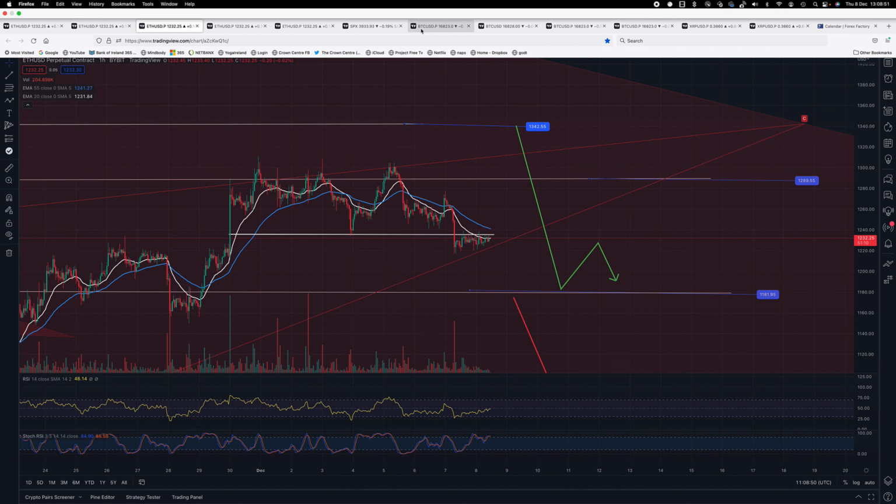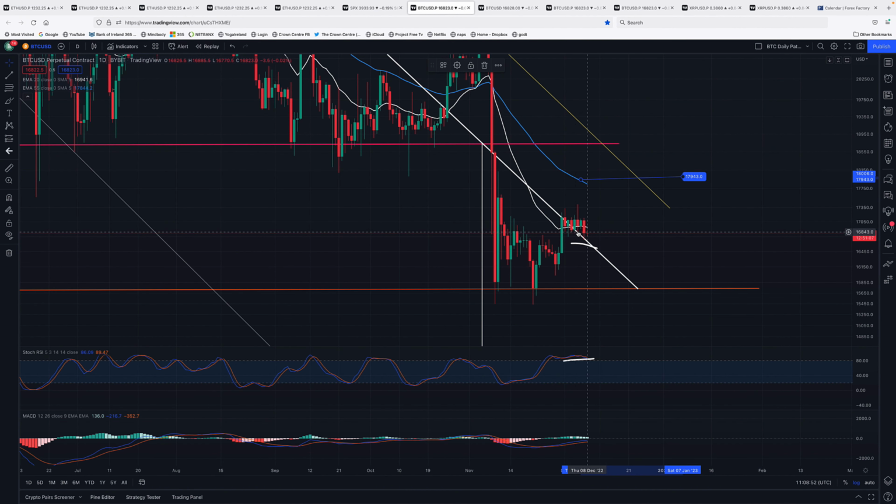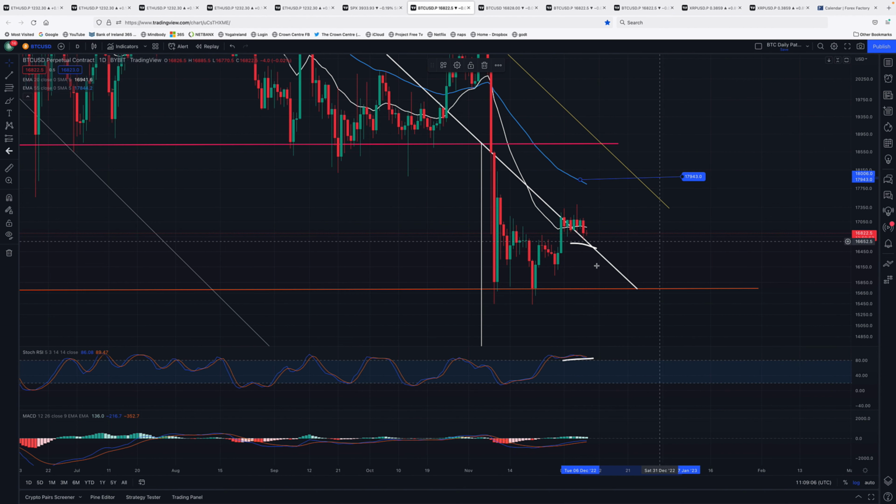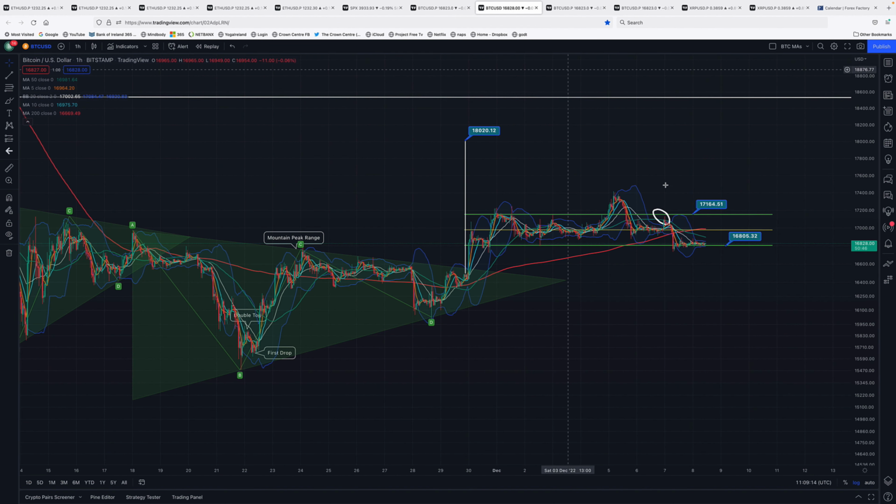Now, for Bitcoin, we have the same situation. We've crossed down the 20 EMA on the daily. The stochastic has a little bit more integrity than Ethereum's. It's not yet back in the normal range box. It's heading down on the daily, and we need to close the day below the 20 to seal the deal, so to have a proper rejection from the 20 EMA.